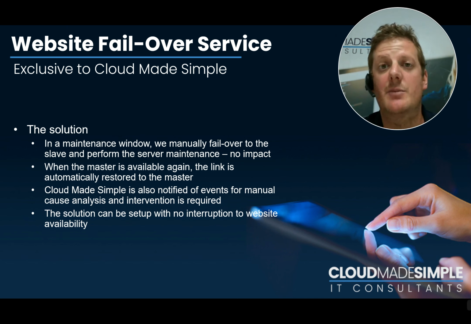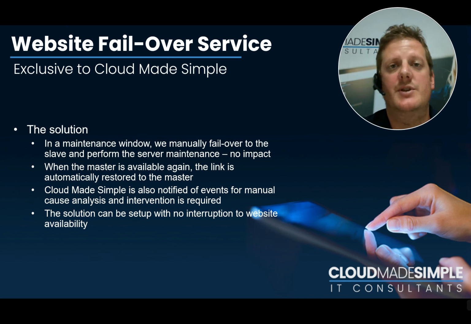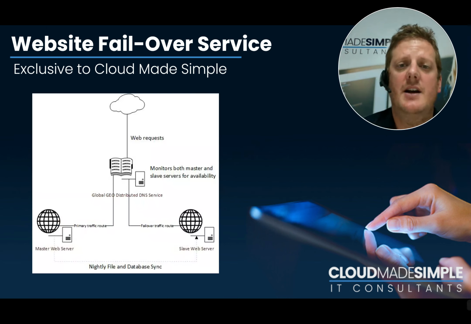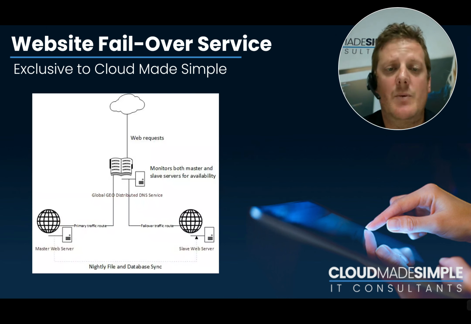And also the solution can be set up with no interruption to your website service or availability. So this is just a network map so we can visualize how it all works. So we have web requests coming in from the internet and they hit the global geo-distributed DNS service, and that service is monitoring both the master and slave for your website.